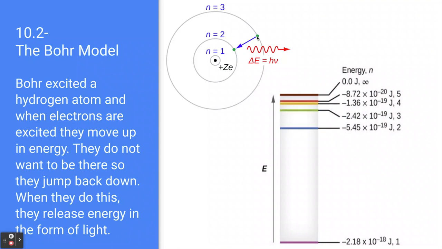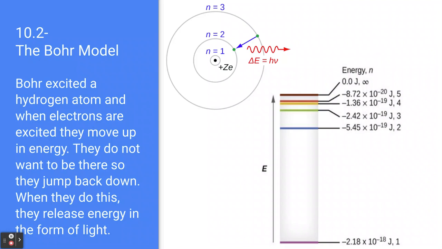But it doesn't want to be up there at 3. It wants to be back down at 2. And so in order to come back down to 2, what has to happen is you have to release some energy. And the energy came out as a form of light. And so what he was able to do is he was able to excite hydrogen. He was able to measure the energy of all those wavelengths of light.